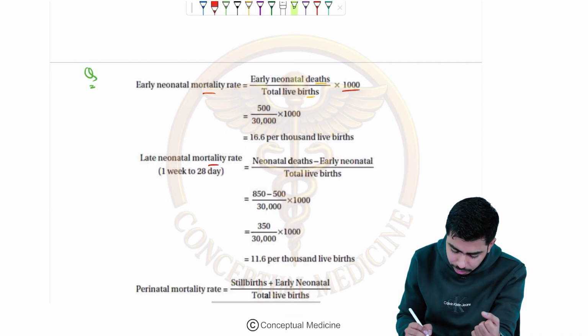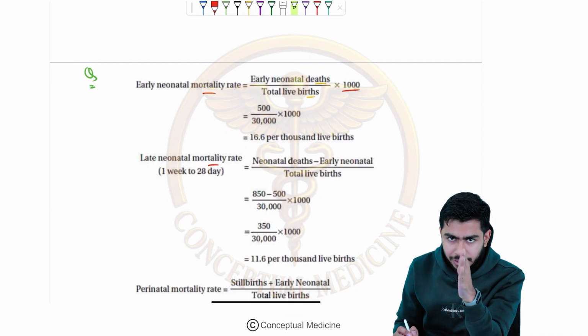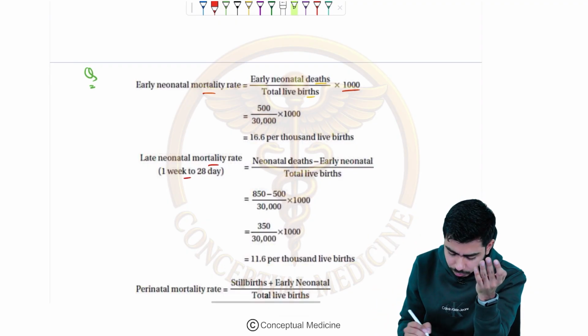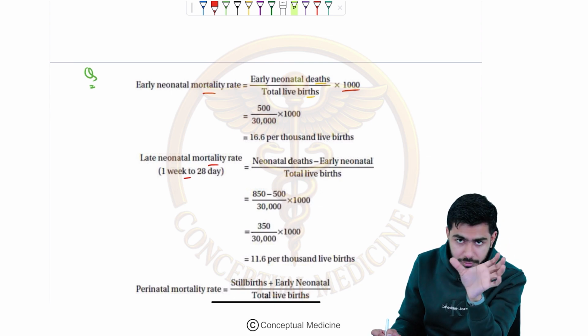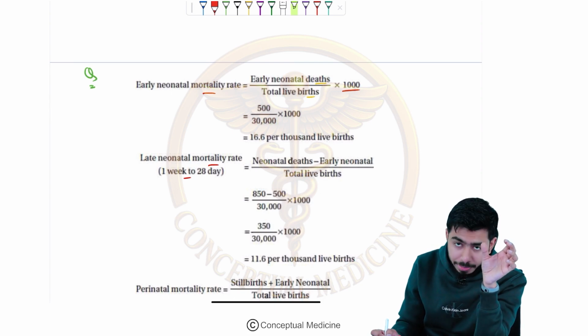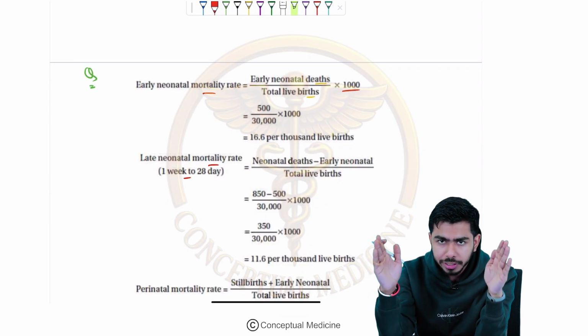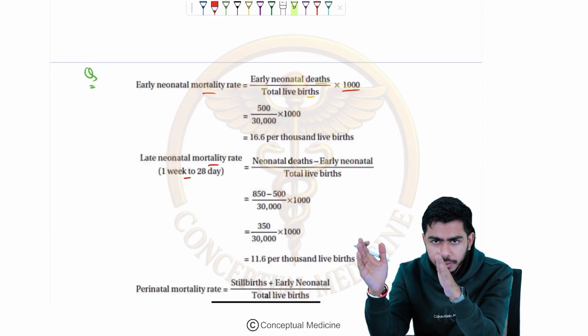What about the late neonatal period? We know the late neonatal period is from 7 days of life to 28 days of life, or 1 week to 28 days. So here, basically, we take neonatal deaths minus early neonatal deaths. This is the neonatal death, that is 0 to 28 days, and this is the early, 0 to 7 days. So if we want the late neonatal period, what do we need to do?